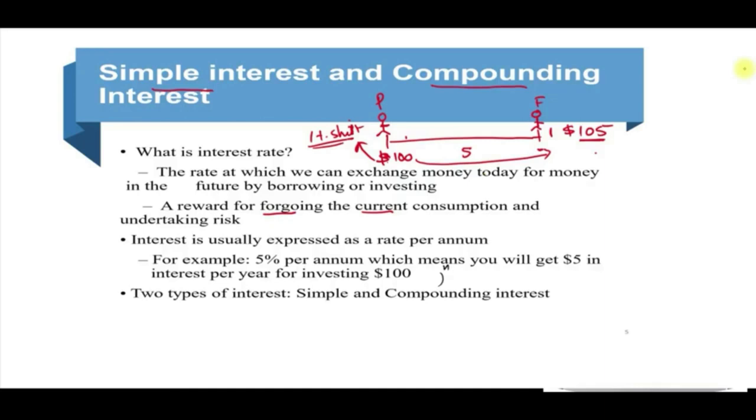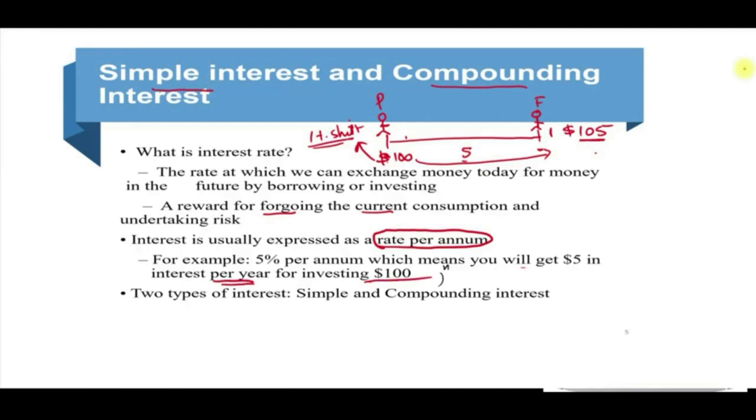Okay, so interest is usually expressed as a rate per annum. It is normally expressed as per annum. For instance, 5% per annum, which means you will get $5 in interest per year for investing 100. So it means you are going to get an extra 5. This is a very simple concept.